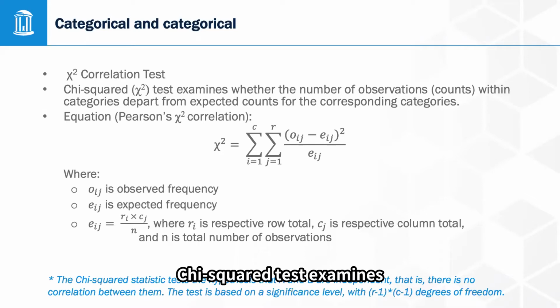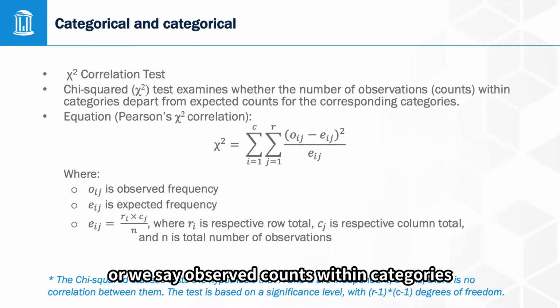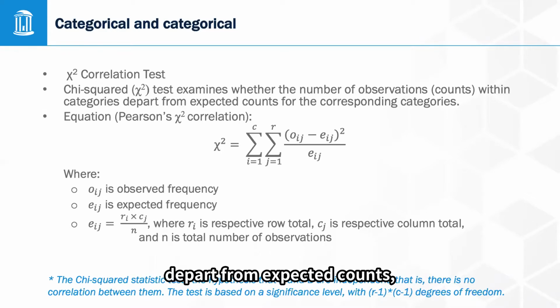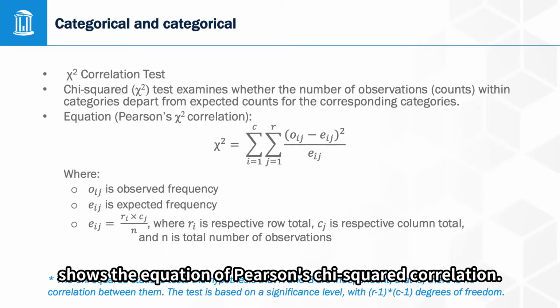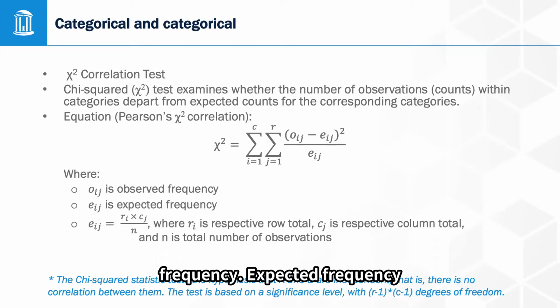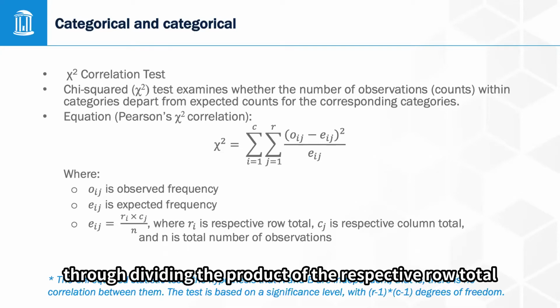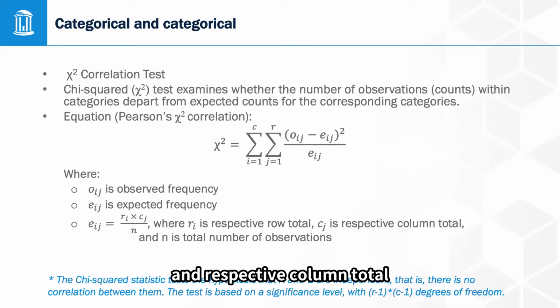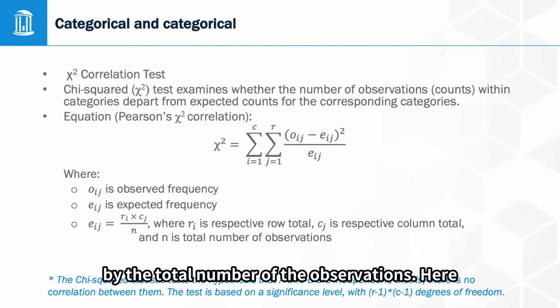Chi-square test examines whether the number of observations, or we say observed counts, within categories depart from expected counts for the corresponding categories. Here shows the equation of Pearson's chi-square correlation. O_ij is the observed frequency, while E_ij is the expected frequency. The expected frequency can be calculated through dividing the product of the respective row total and the respective column total by the total number of the observations.